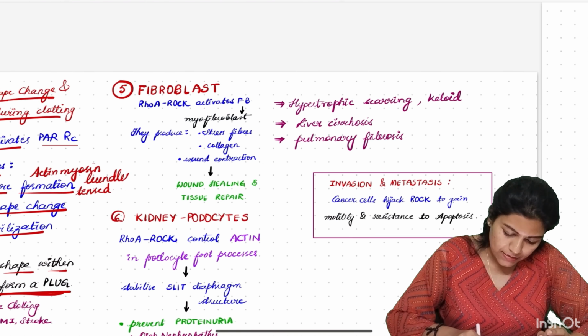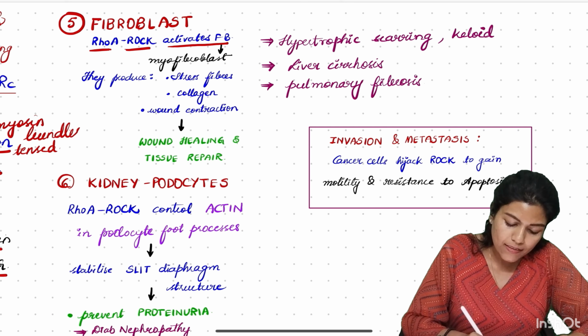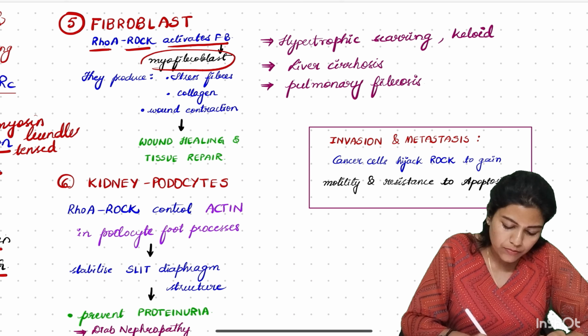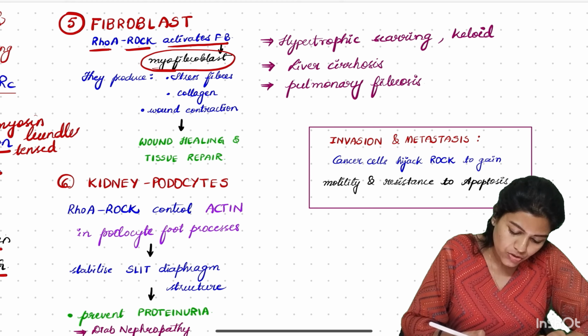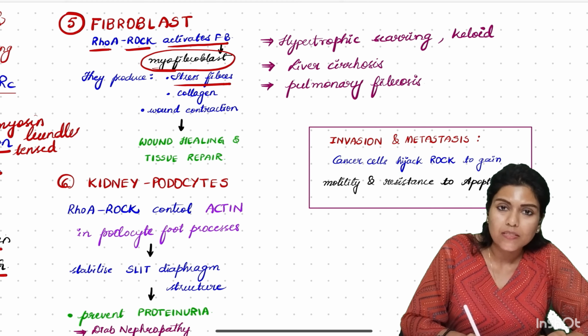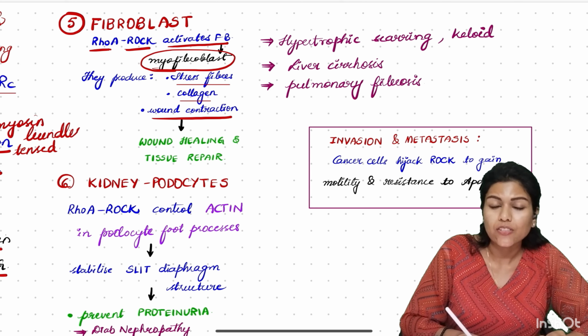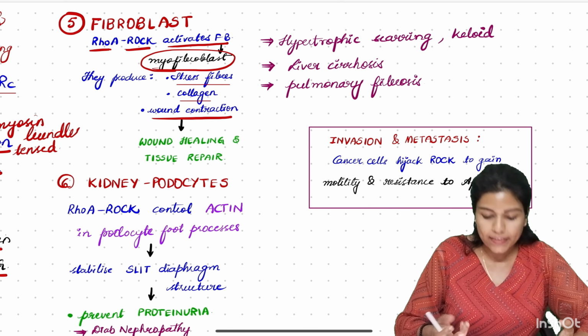And the fifth example here is fibroblast. In the fibroblast, RhoA and ROCK will activate the fibroblast. Activated fibroblast will behave like a myofibroblast. It will transform into a myofibroblast, meaning it will have contractile function. So they produce stress fibers, again the actin-myosin bundles getting tensed, and there is collagen deposition and wound contraction because of this myofibroblast, where myo means it will have contractile function.